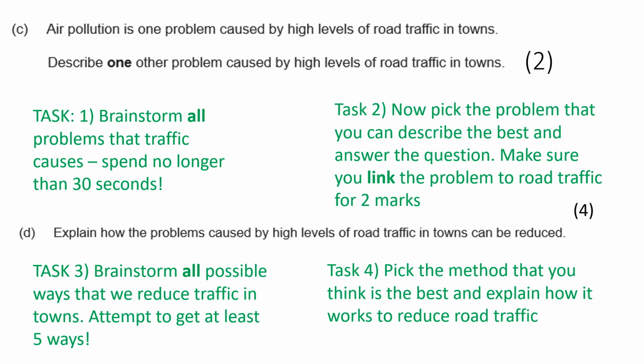This reduces traffic in town centres because buses can transport 60, 70 passengers in one go rather than having 60 or 70 cars on the road. This can reduce problems such as air pollution and traffic accidents and people being late to work because they're stuck in traffic. Now that's my example using park and ride, and I've explained the method, I've explained why it takes cars off the road, and I've explained how it then reduces the problems.